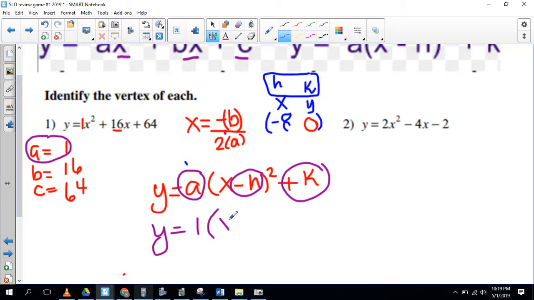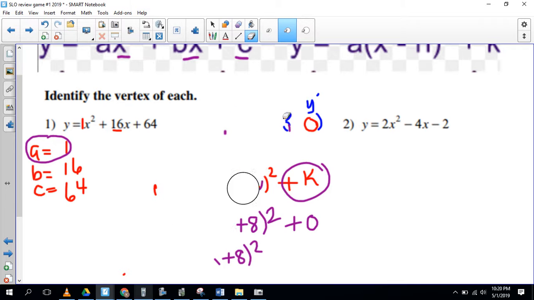So we have parentheses x, and our h, if you look here, this is what we had, negative 8. But remember, it's going to change signs, so it's going to be a positive 8 squared. And our k is going to be what it is. And you will not see a plus 0, but I'm putting it just for the purpose so you can see it. So really our answer to this problem will be y equals x plus 8 squared. That's the way you actually see it. But I was just showing you how to do it. So let's do one more problem.